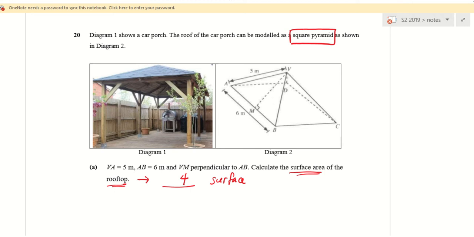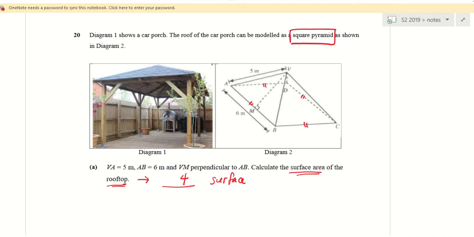That means this is 6. This one is also 6. This is also 6 and 6. So all are 6. Then what is the 5 here? The 5 here is actually the slant height, the slant length.